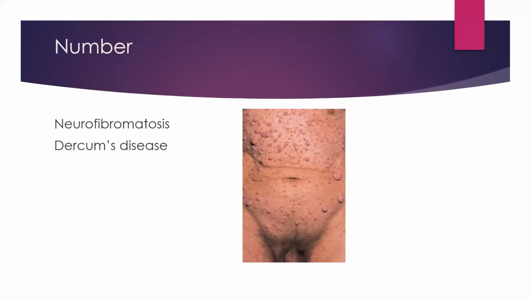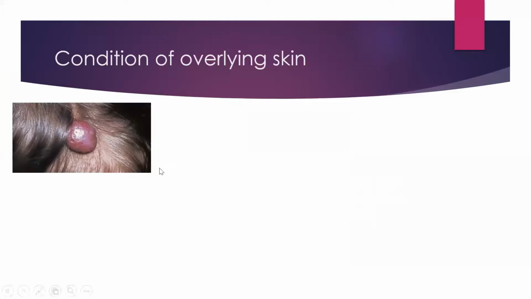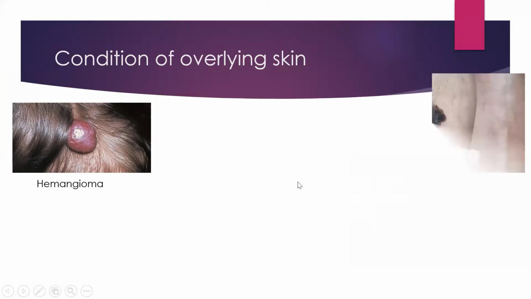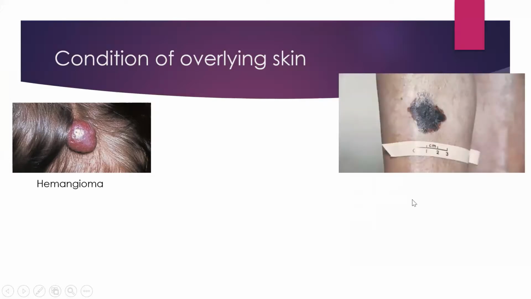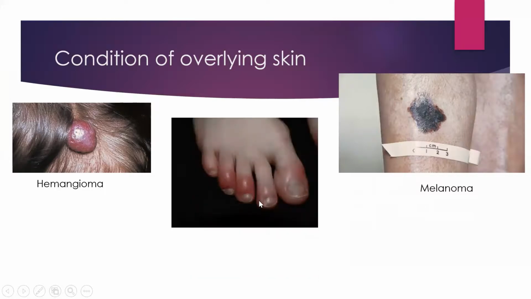Then you have to say about the number. There can be multiple swellings, as in neurofibromatosis and Dercum's disease. So you have to mention how many swellings are there. Then one important thing is the condition of the overlying skin. The skin condition may be different in color. Like a strawberry color, also called strawberry angioma, actually hemangioma. Or the swelling may be blackish in color. You all know that it's a mole or melanoma. Or the swelling can be erythematous, which signifies that there is acute inflammation. So the condition of the overlying skin is important.